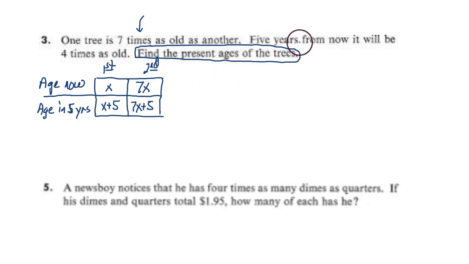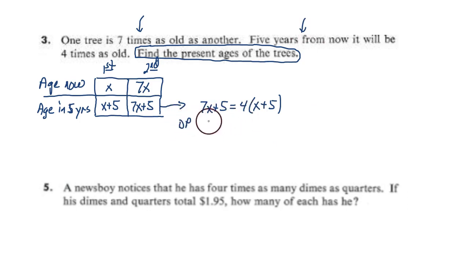5 years from now, that first tree will be 4 times as old as the other tree. The sentence is saying that the older tree is 4 times as old as the younger tree. This equation fits the second sentence of the paragraph. Now let's solve the equation.